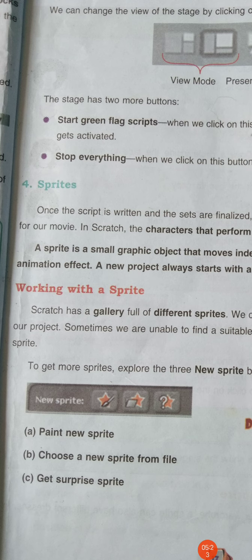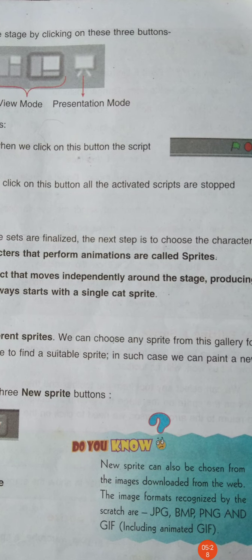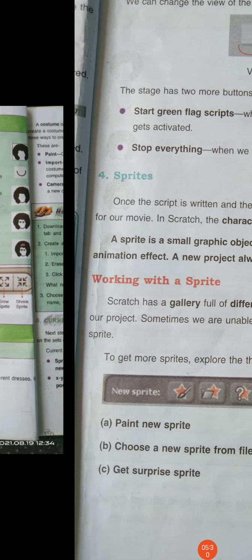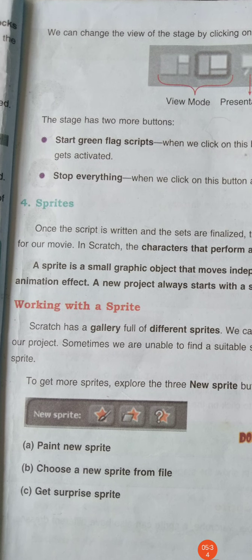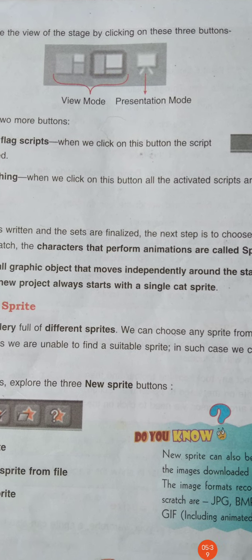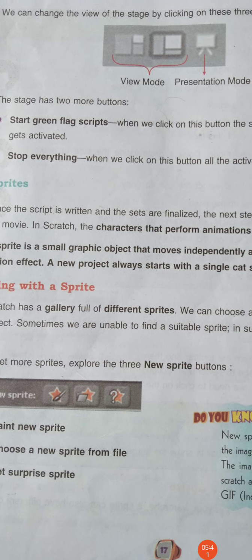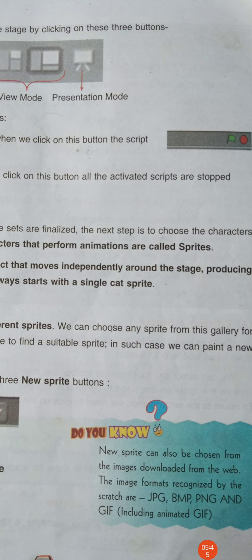Once the script is written and the sets are finalized, the next step is to choose the character for our movie. In Scratch, the characters that perform animations are called sprites. It means the character on which we perform the animations. Animation means that when we move this character, that is animation.